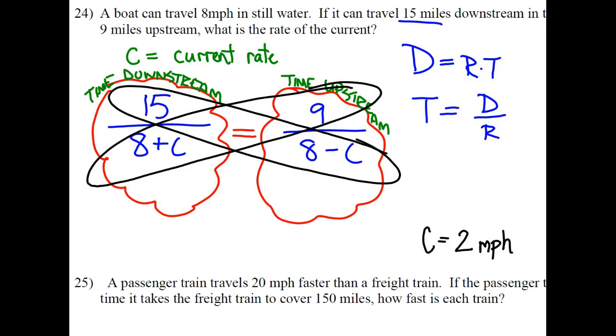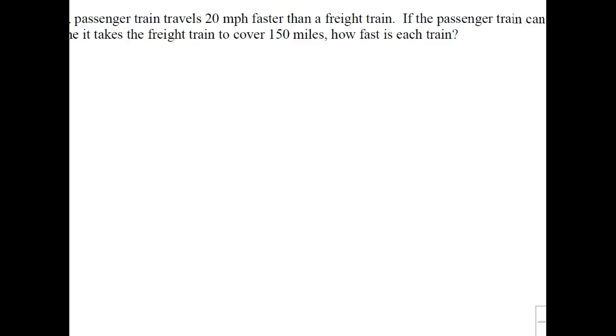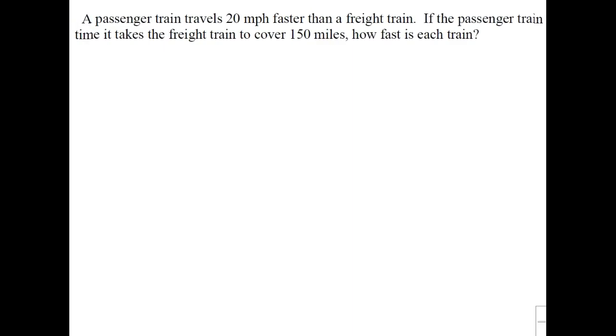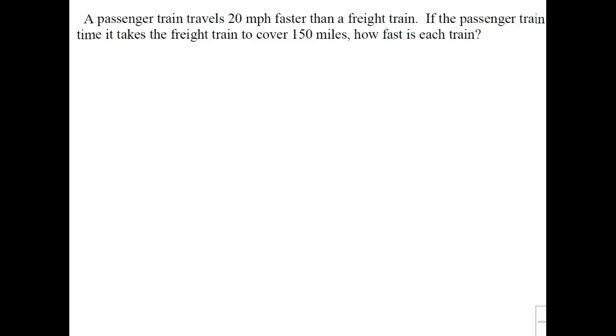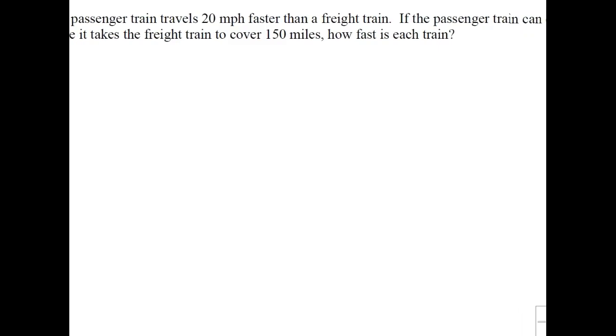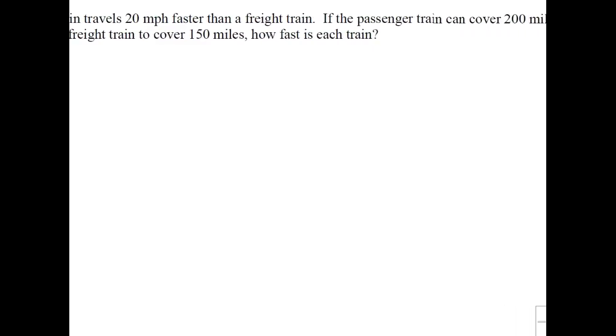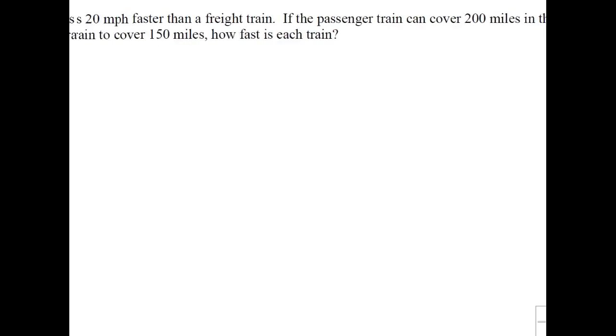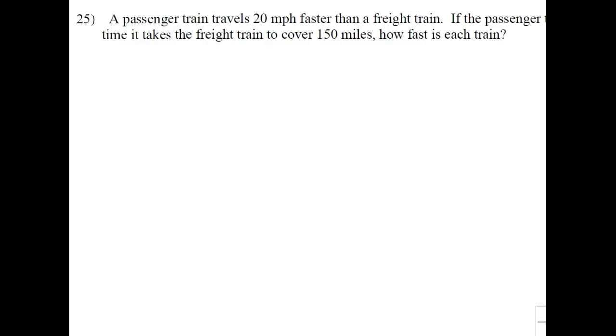Okay. Last question. Passenger train travels 20 miles an hour faster than a freight train. It's going faster. If a passenger train can cover 200 miles in the same, what does that mean? Equals in the same time. So the time is equal again as a freight train. This problem is very similar to the last one. So how fast is each train? So we'll say X is the speed of, let's just say the slower one, the freight train. So X is the freight speed.